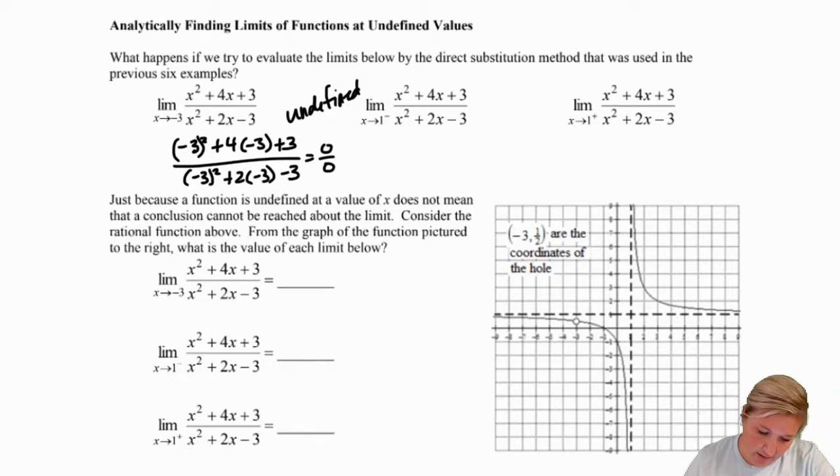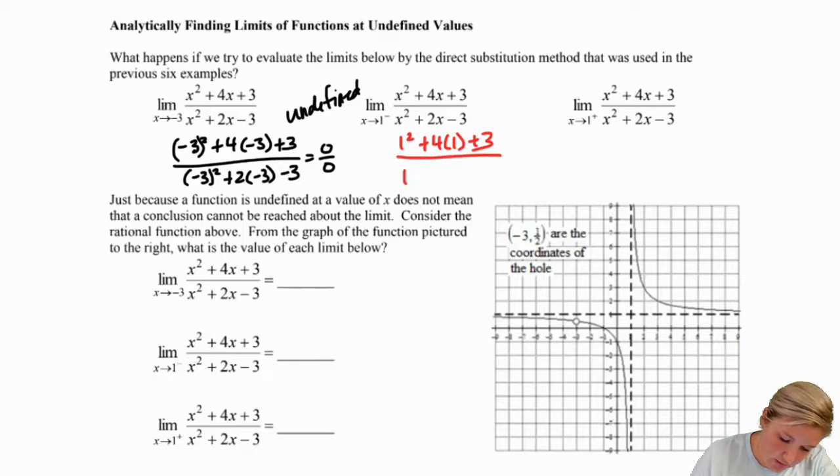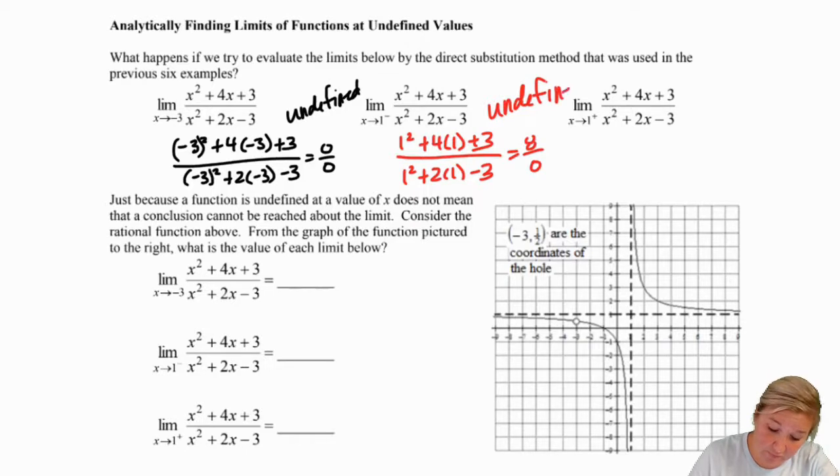So then again, if we plug in 1 here, I'm just going to do it with one of those. So I'm going to have 1 squared plus 4 times 1 plus 3, over 1 squared plus 2 times 1, and then minus 3. This is 8 divided by 0, which is undefined as well. Remember, you can't divide by 0. Even whenever it's 0 divided by 0, you still can't divide that. So these two go together, so it's still undefined at that point.